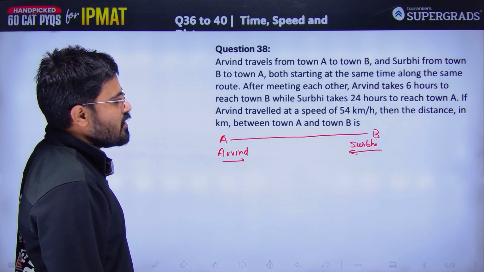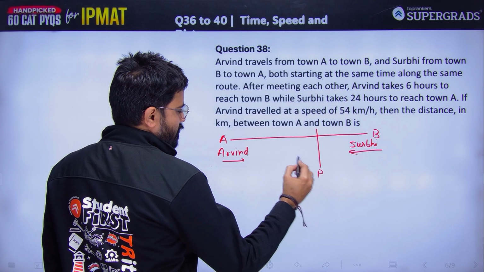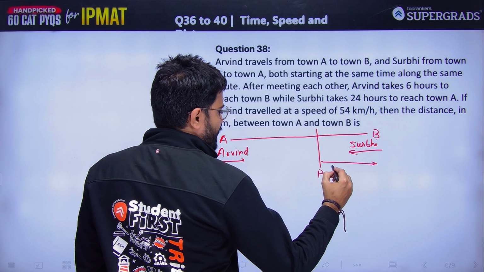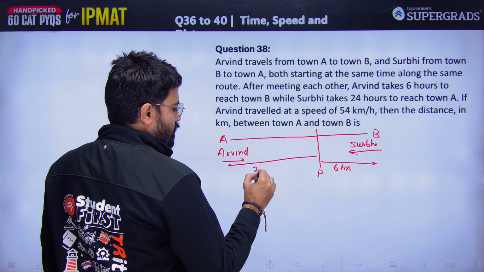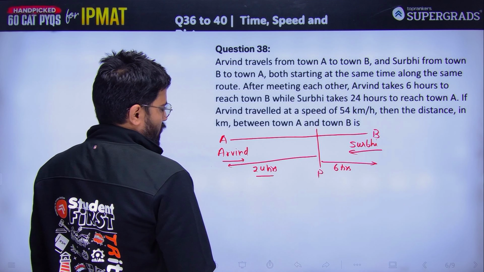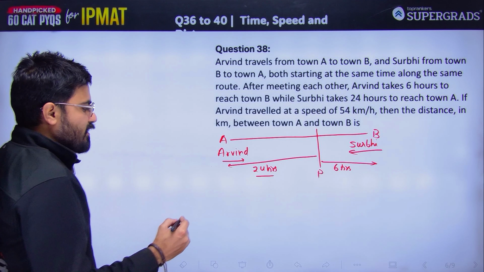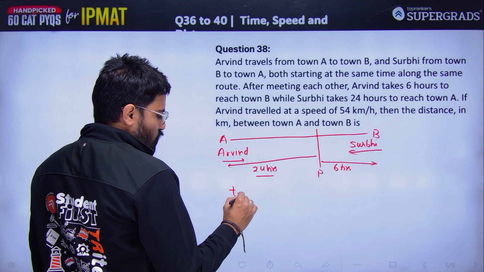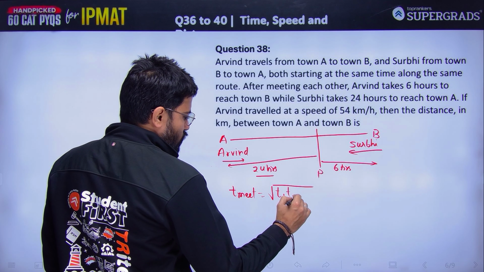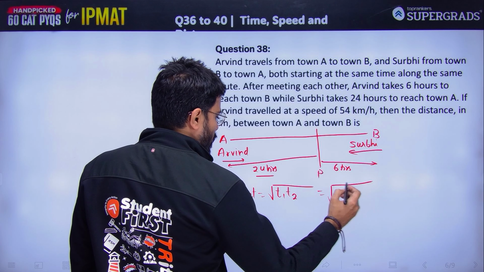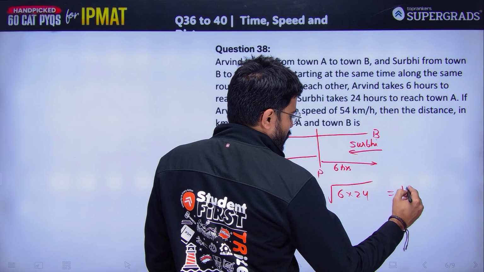After meeting each other, Arvind takes 6 hours to reach B. So they are meeting at some point P here. So after meeting, Arvind takes 6 hours, and after meeting, Survi takes 24 hours. Okay. So if the time post meeting is given, then the time taken to meet is always equal to root T1 T2, which will be equal to under root of 6 into 24, which is equal to 144 ka under root, that is 12 hours.